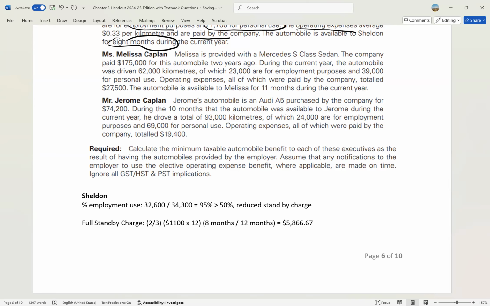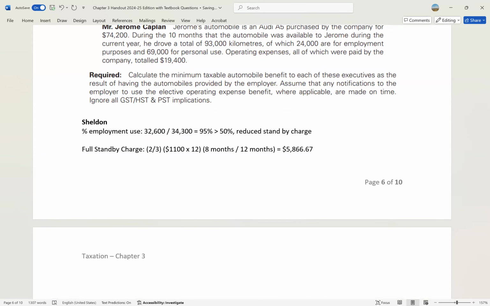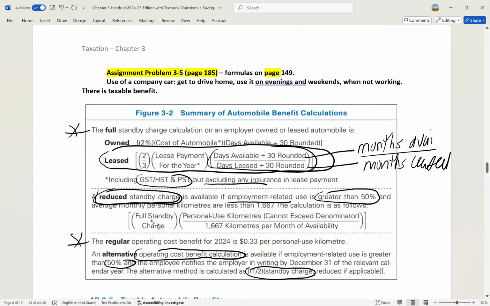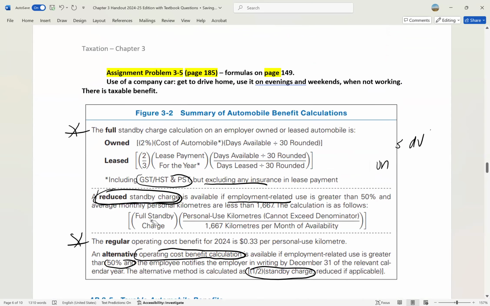If his employment use was not greater than 50%, he would have to include that full amount, 5,866.67, in his net employment income. But because he qualifies for the reduced standby charge, we basically take the full standby charge, 5,866.67, and then we go to the formula above, the reduced standby charge.